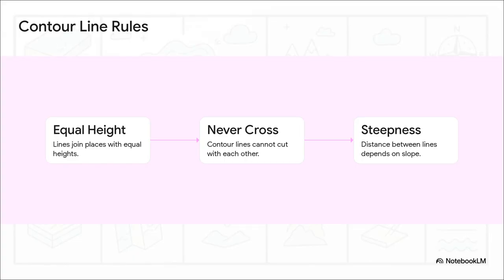But sometimes you need a lot more precision than just broad color zones. And for that, we turn to contour lines. This is kind of like a giant puzzle, but there are 3 vital rules to solving it. Rule 1. A contour line joins all places on the map that share the exact same height. Rule 2. Because a single point on the actual ground can't be 2 different heights at once, contour lines can never ever cross each other. And Rule 3. The distance between those lines actually tells you about the steepness of the slope.